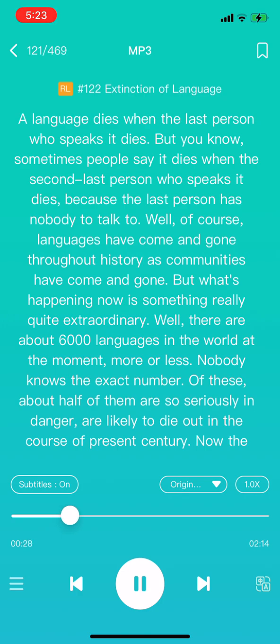There are about 6,000 languages in the world at the moment, more or less. Nobody knows the exact number. And of these, people think that about half are so seriously endangered that they're likely to die out in the course of the present century. The present century is 100 years, half is 3,000 languages, so that means one language is dying out somewhere in the world, on average, every 2 weeks.